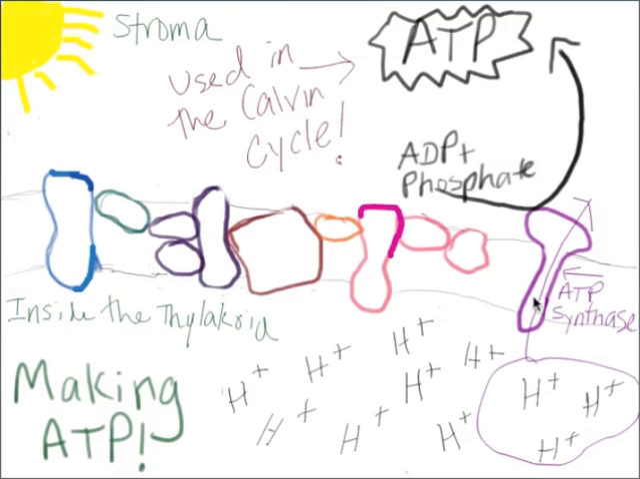So once again, as hydrogen ions move through ATP synthase, they're moving down their concentration gradient, which releases energy, and that energy is used to add a phosphate group to ADP in order to create ATP, which will then be used in the Calvin cycle.